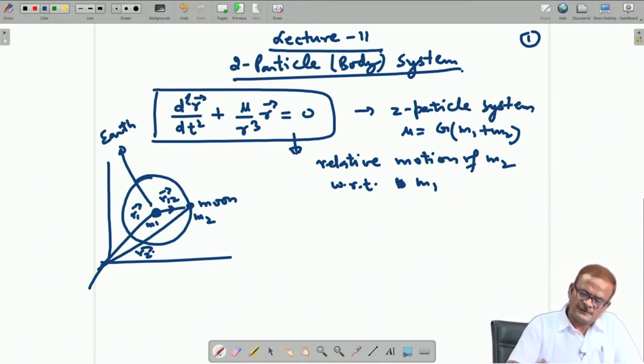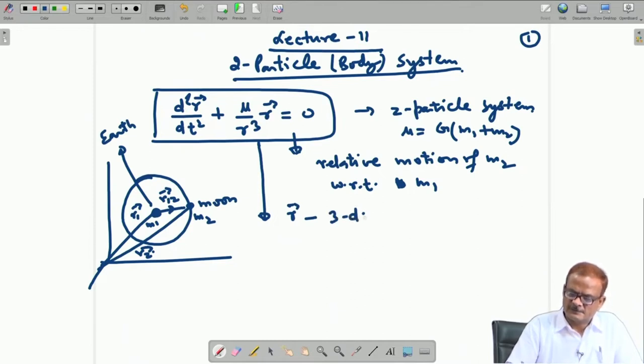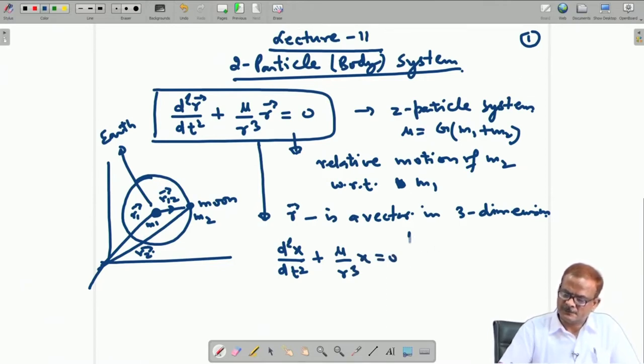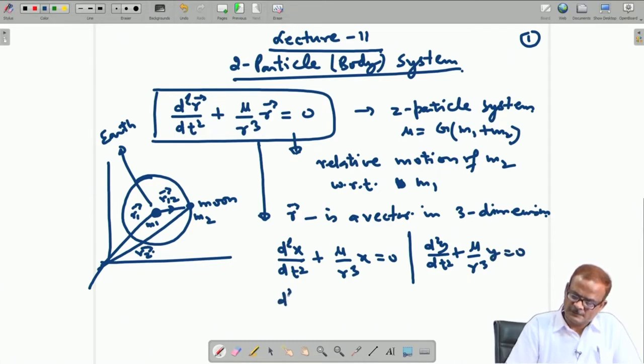Once we have this equation, remember that r is a vector in 3 dimensions. As we discussed earlier, we will get 3 second order differential equations: d square x by d t square plus mu by r cube x equal to 0, then d square y by d t square plus mu by r cube y equal to 0, and d square z by d t square plus mu by r cube z equal to 0.